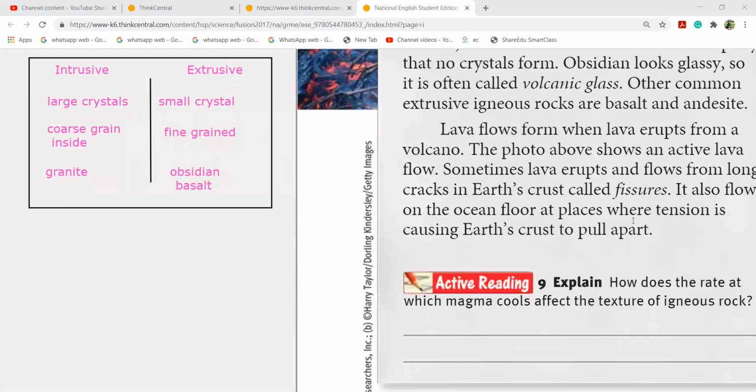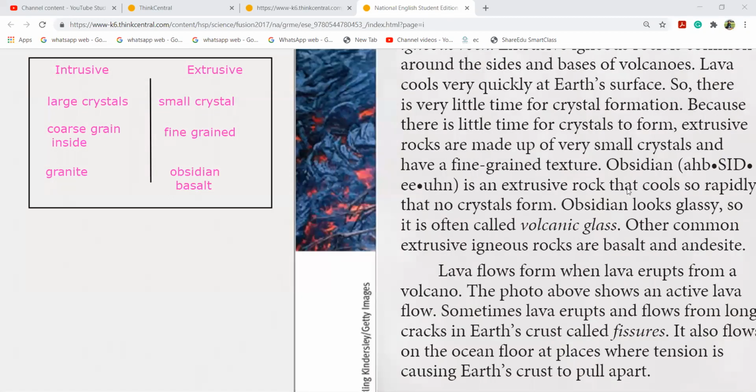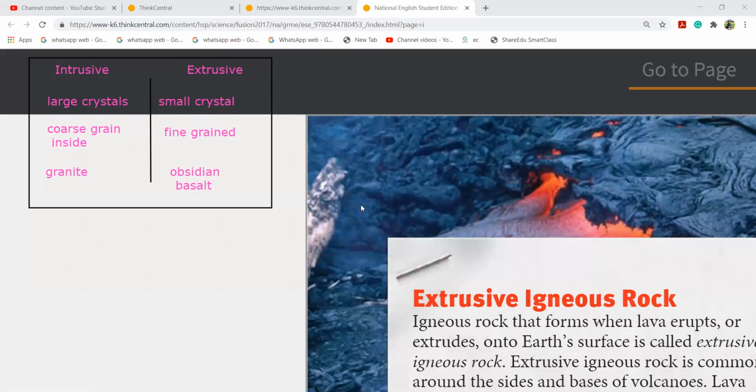Now, where the tension is causing the earth crust to pull apart, you can even sometimes find lava in places. Directly lava.